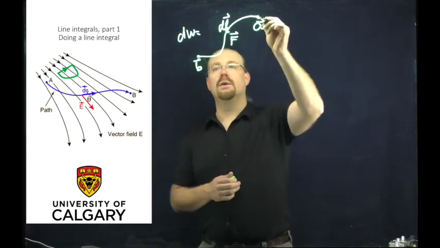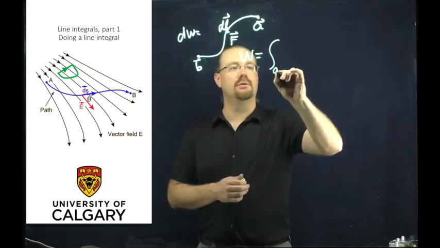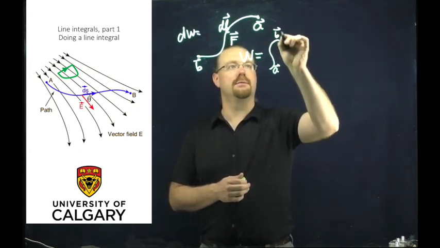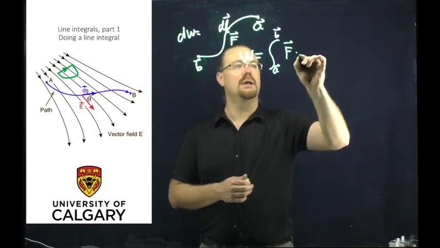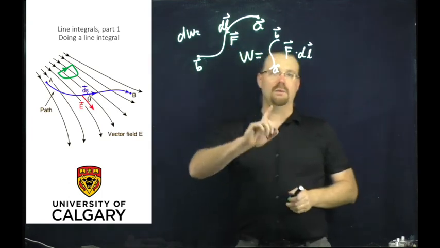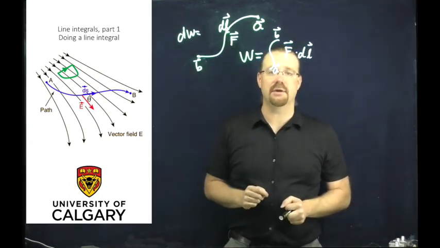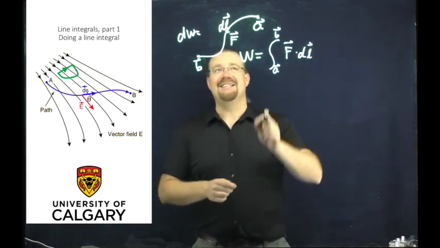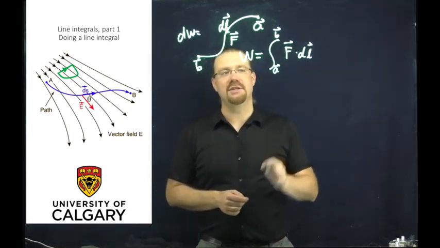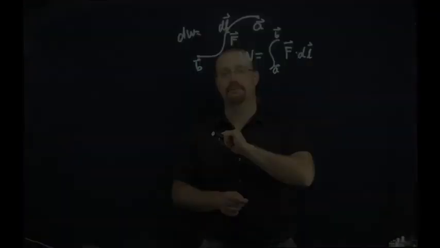That means if we're going all the way from A to B, we can say that the work done is the integral from A to B of force dotted with dl. Note that we are going along some line. This line isn't necessarily straight, and because we're going along some line, this integral has a special name, and that integral is called a line integral.